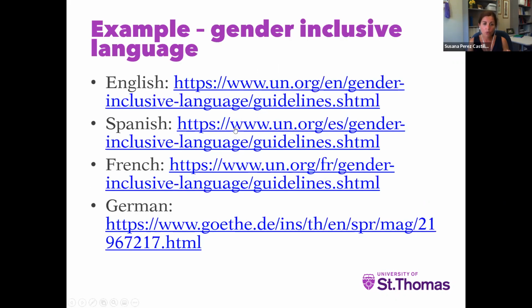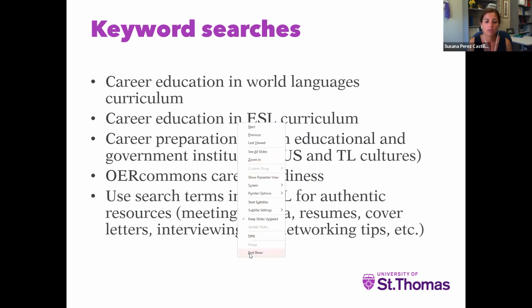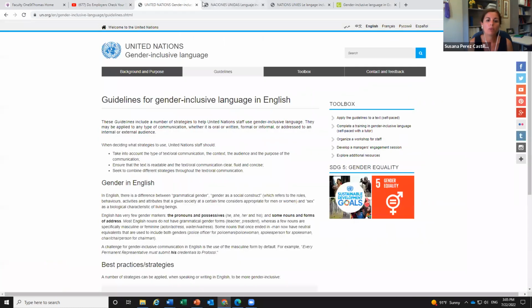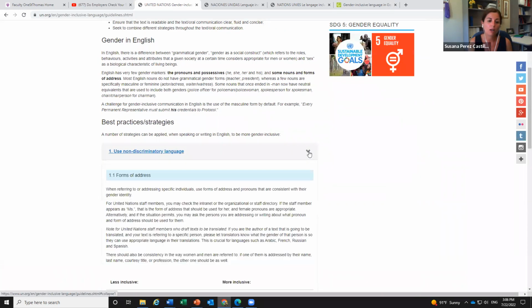I did that for gender inclusive language, okay? I didn't search for gender inclusive language in Spanish, because that would not give me the resources that I wanted, but I know how to say that in Spanish, and I know how to say that in French and in German, so I searched for those. And I got to the UN, you have the links there. It's an authentic resource, and they give you the same for the different languages.